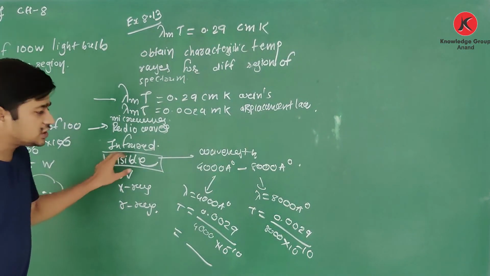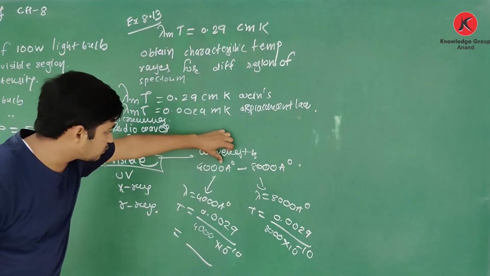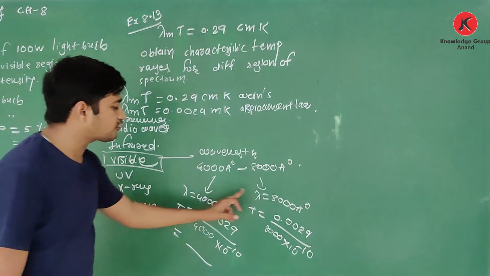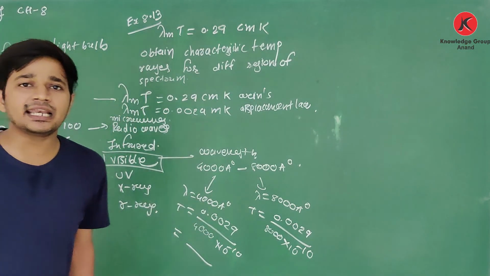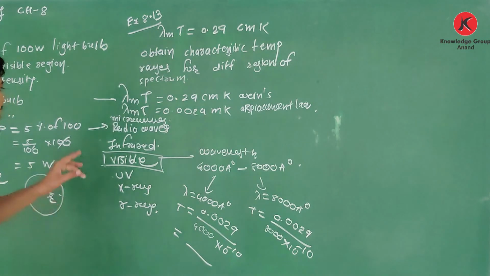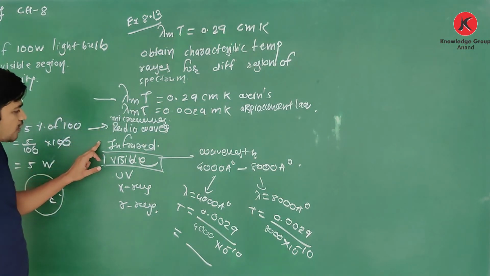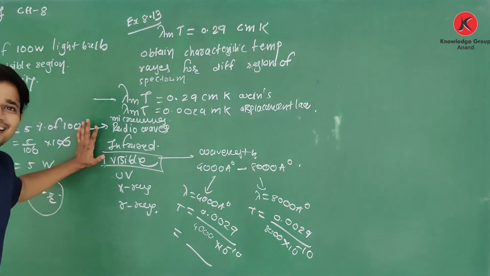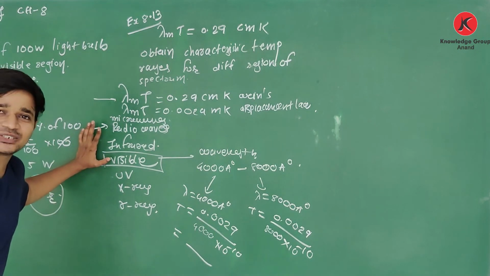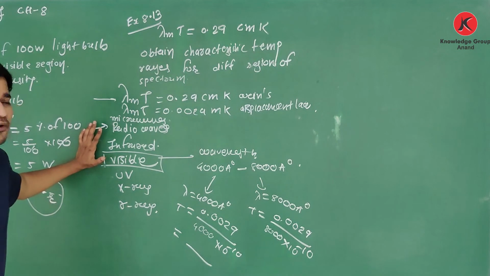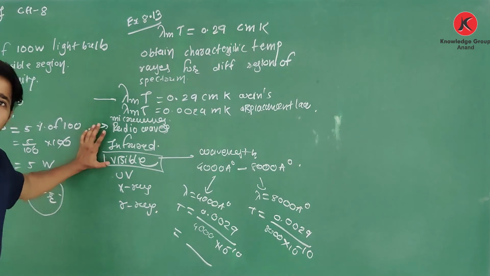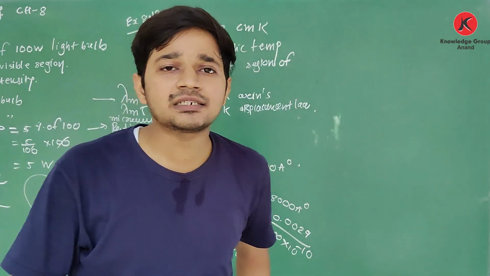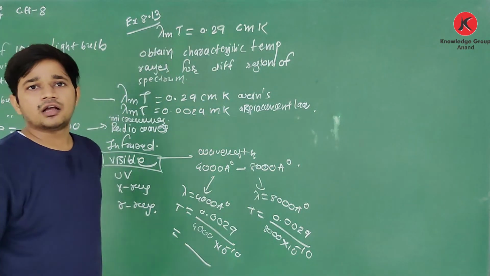Only for the visible region, if you know the wavelength, that is from 4000 angstrom to 8000 angstrom, you can easily find the temperature range. Similarly, you have to find it for microwaves, radio waves, infrared region, ultraviolet region, X-rays and gamma rays. Clear? So we have to find temperature ranges for each and every region, and for each region you will get some relation between temperature and wavelength.